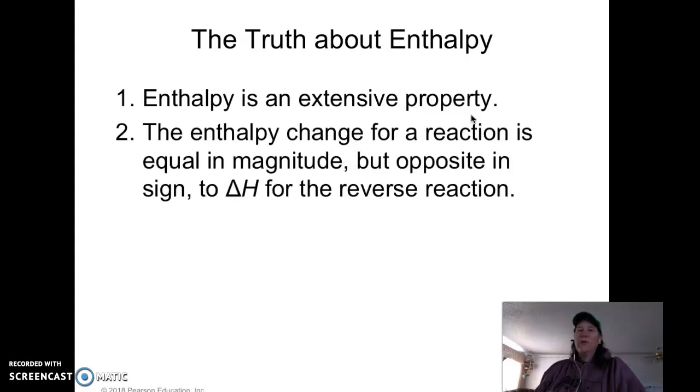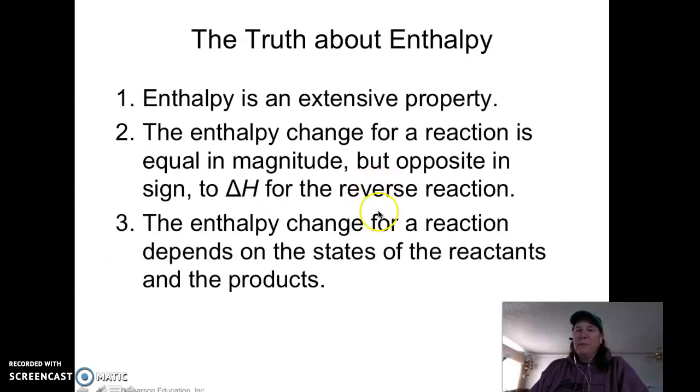The enthalpy change for a reaction is equal to the magnitude, how big the reaction is, but opposite in sign. So if you have a big boom, it's going to be a negative number. If it doesn't seem very reactive, you're going to have a positive number. I know that seems kind of weird, but remember, exothermic is a negative number, and anytime you burn something, it's exothermic. So it's going to have a negative number.